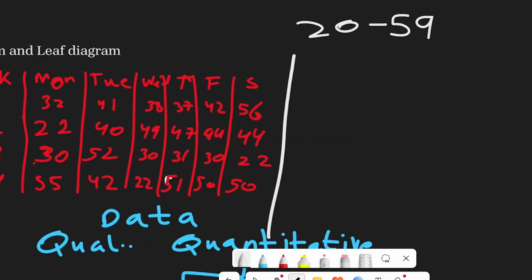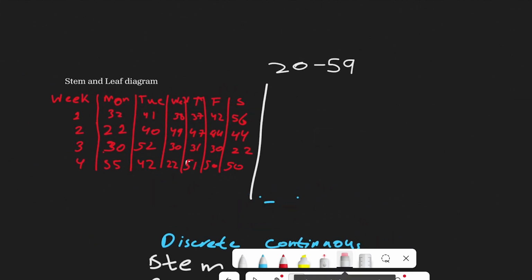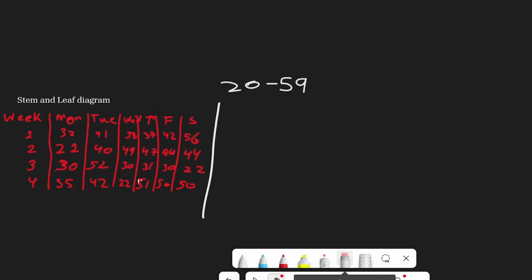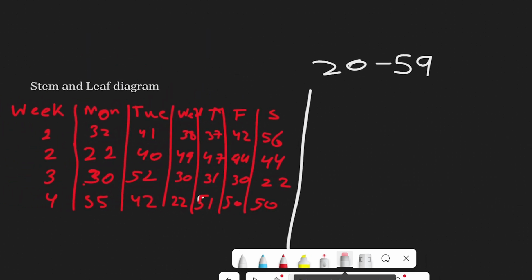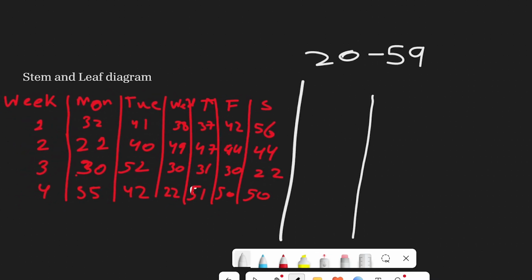How do we represent it on a stem and leaf diagram? Let me just erase this. This representation is very simple. All we need to do is, first of all, make two columns. In the left column we would write the preceding value, the tens value, and that is 2, 3, 4, and 5. The cars are spread only in these values. Okay, so we would just write these.